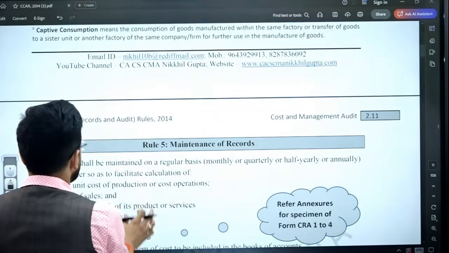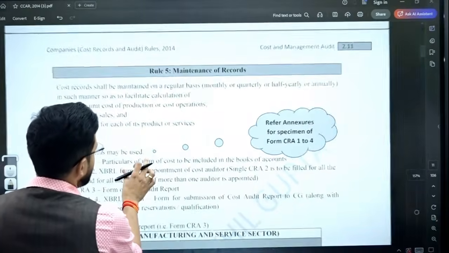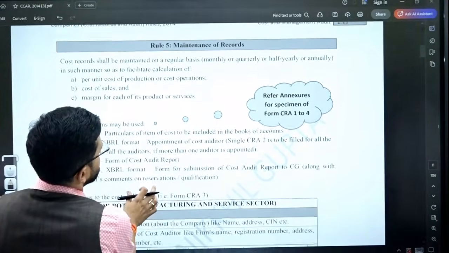Okay. If you understood the provision, please write a yes sir in the chat box. Yes.